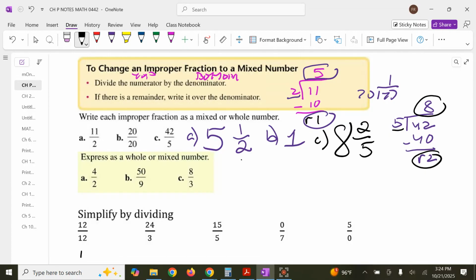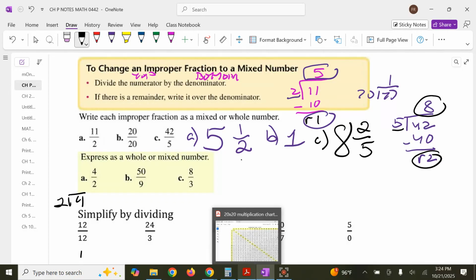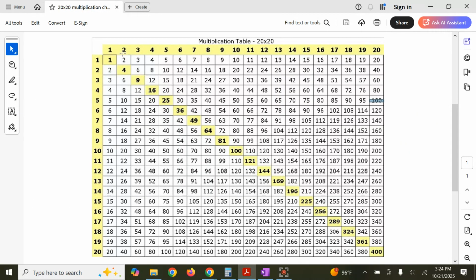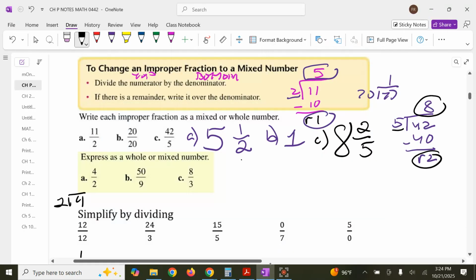All right, let's do the same thing for this one here. So look, we're going to go 2 into 4. Let's take our chart. 2 goes into 4, nice and neat, my friends. 2 times. So for part A, boom, my answer is 2. Let's do part B. Let's take 9 into 50.